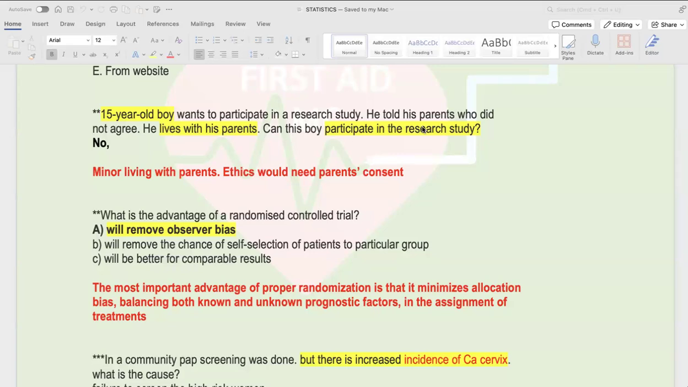No. So a minor, which means less than 18 years old, who is not independent, that means a minor living with parents, needs parents' consent for any kind of participation in a research study. So the minor cannot participate in a research study if parents don't give consent. Okay, especially if they're not independent, like this boy.